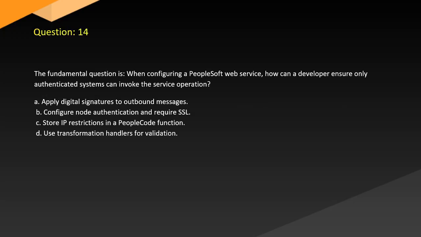Question 14. The fundamental question is, when configuring a PeopleSoft web service, how can a developer ensure only authenticated systems can invoke the service operation? A. Apply digital signatures to outbound messages. B. Configure node authentication and require SSL. C. Store IP restrictions in a PeopleCode function. D. Use transformation handlers for validation.